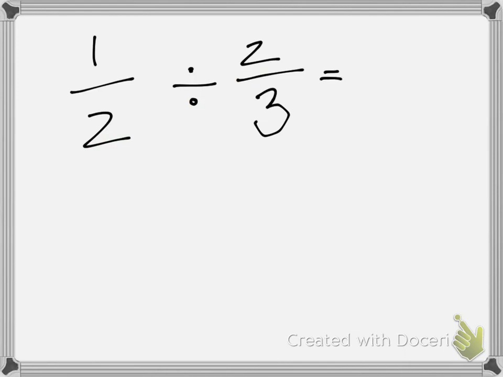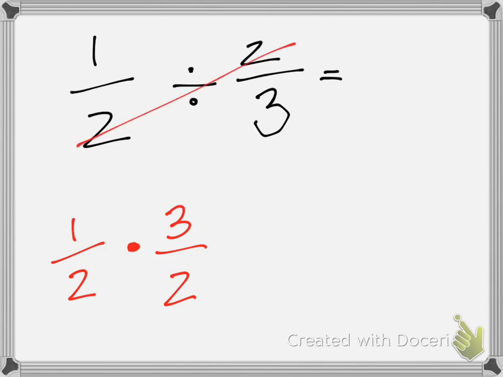So I keep my first fraction, so I keep this 1/2. I multiply, and then I change that, and then I flip this. Was I supposed to cancel those out? No, you cannot cross-cancel when dividing. You can only cross-cancel with multiplying. And look, there's nothing I can cross-cancel. I get 3/4. There I go at the end.